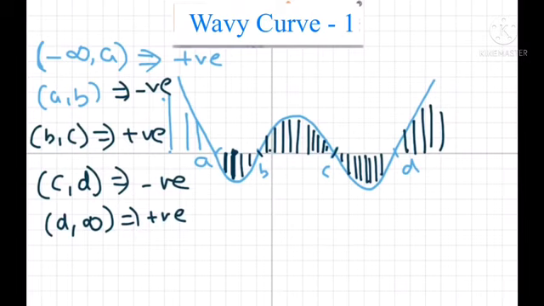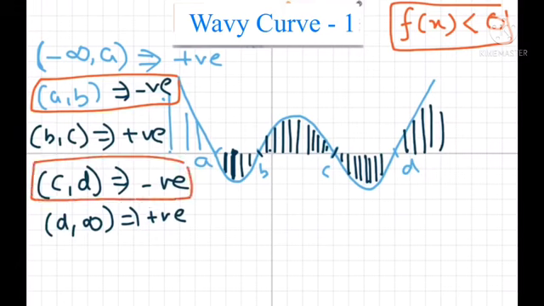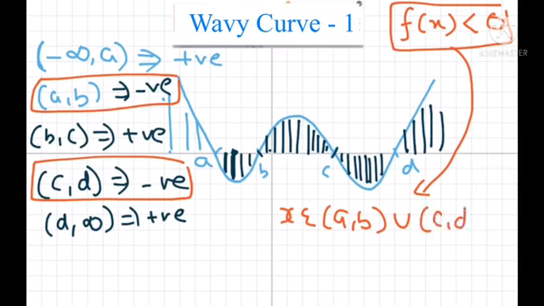So if I ask you, with this graph given to you, find the range such that f(x) is less than 0. f(x) less than 0 means what? f(x) is negative. So negative is in which region? In this one it is negative, and in this one it is negative. So to solve this, the answer you will write as x belongs to (a, b) union (c, d).